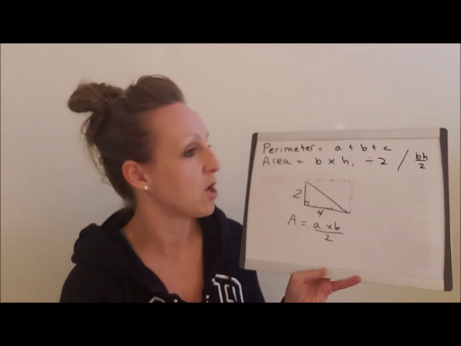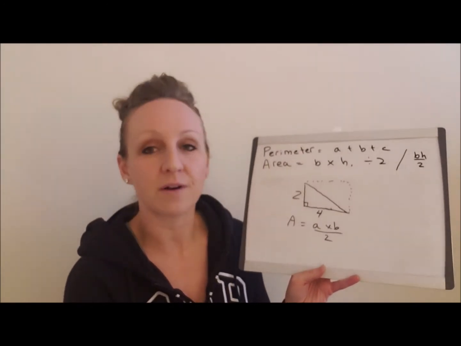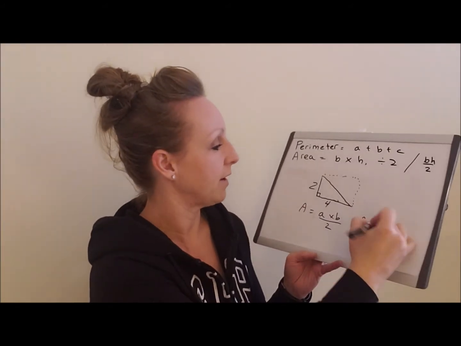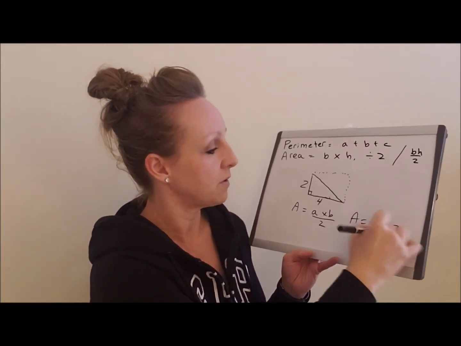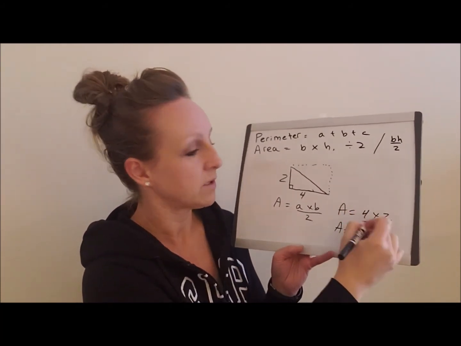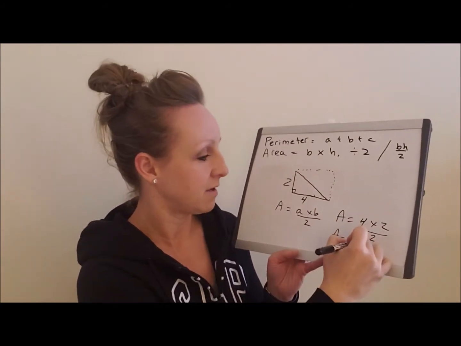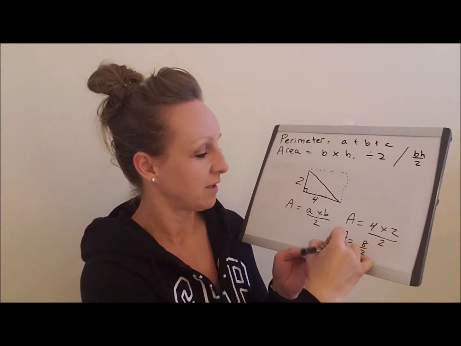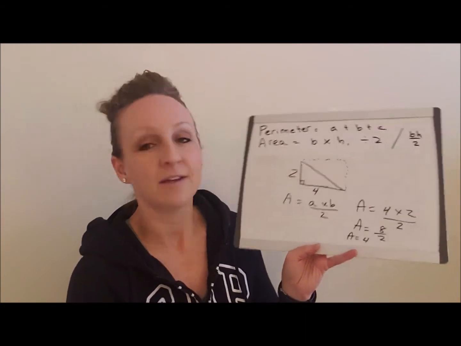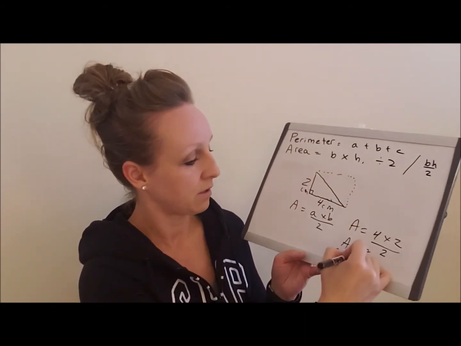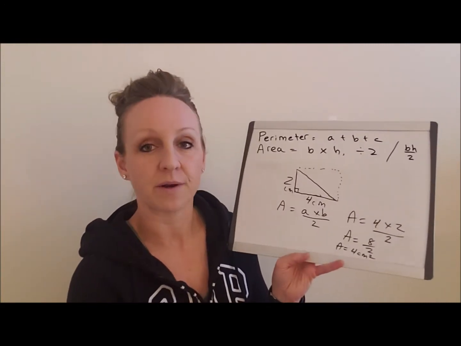It doesn't really matter if A is the 4 or B is the 4. So I'm going to put it over here. Area equals 4 times 2 divided by 2. So let's now do this. Area equals 4 times 2 is 8. And I'm going to divide that by 2. 8 divided by 2 is 4. So my area is going to be 4. And again, if I'm measuring in, let's say, centimeters, then I'm going to have centimeters squared.